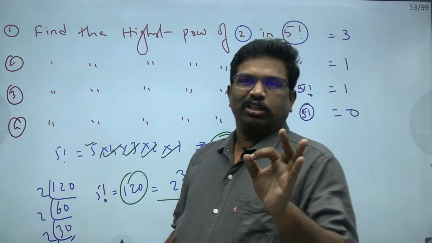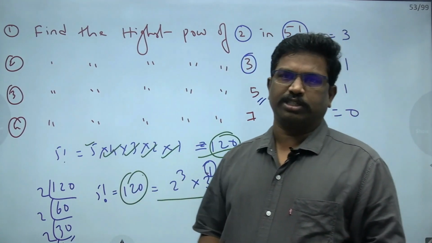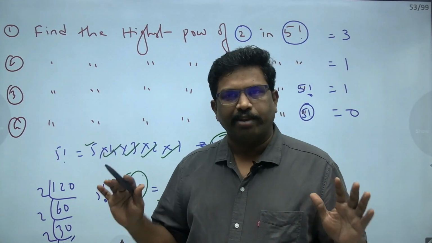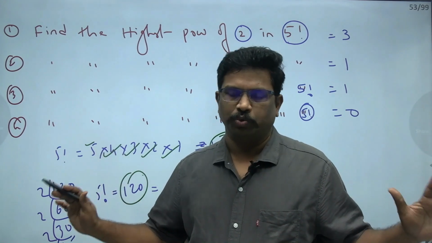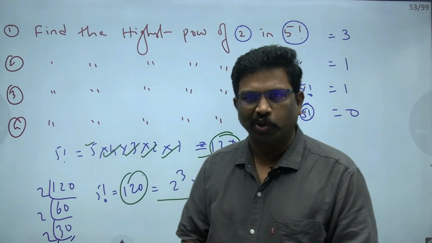Look, just from an explanation point of view I have given the answer like this, but how to solve from the examination point of view? Now is the time. Let's see how to solve from the examination point of view. The question is: what is the highest power of 2 in 5 factorial?